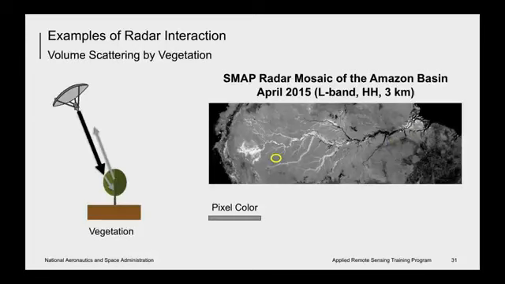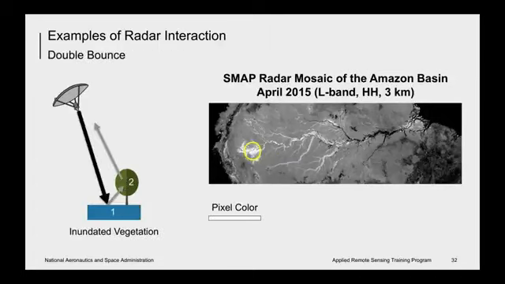This example shows volume scattering delineated by the yellow circle on this SMAP radar image, and this is a forested area. The intensity of volume scattering depends on physical properties of the volume. That would be variations in the dielectric constant and structure. And finally, this last example shows double bounce, delineated again by the yellow circle on this SMAP radar image. And this is an inundated forest, meaning that the trees are in standing water.